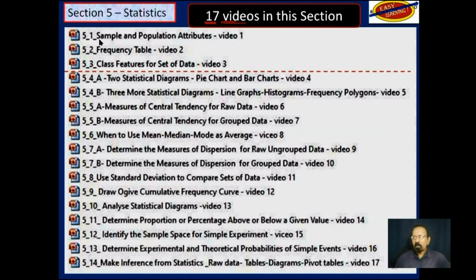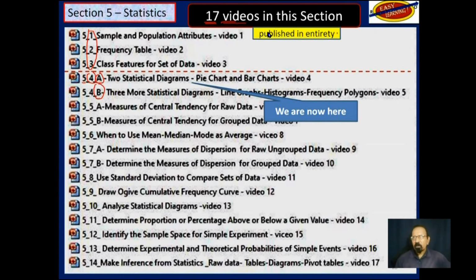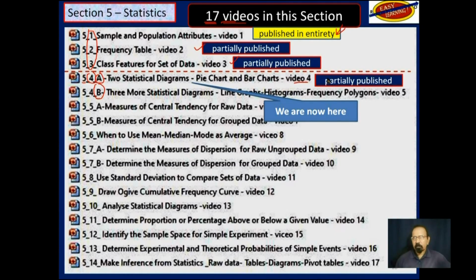So far, we have covered these first 3, and we are now here at objective 4, section 5. It is divided into 2 parts, an A part and a B part. So this objective 1 is published in its entirety, objective 2 only partially, objective 3 only partially. When I finish objective 4 here, this will also be published only partially.